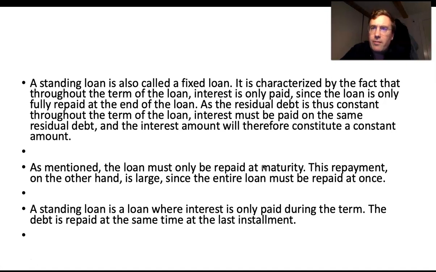A standing loan is also called a fixed loan. It is characterized by the fact that throughout the term of the loan, only interest is paid, since the loan is only fully repaid at the end of the loan. As the outstanding debt is thus constant throughout the term of the loan, interest must be paid on the same residual debt, and the interest amount will therefore constitute a constant amount. As mentioned, the loan must only be repaid at maturity. This repayment, on the other hand, is large, since the entire loan must be repaid at once.